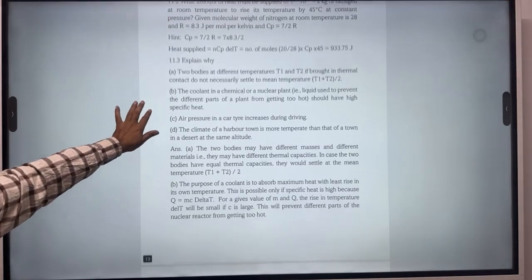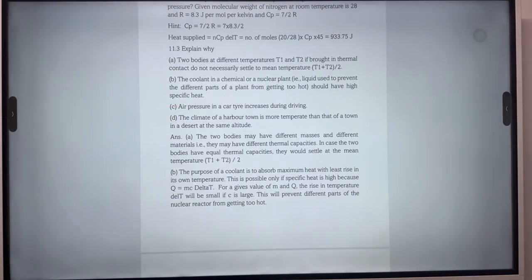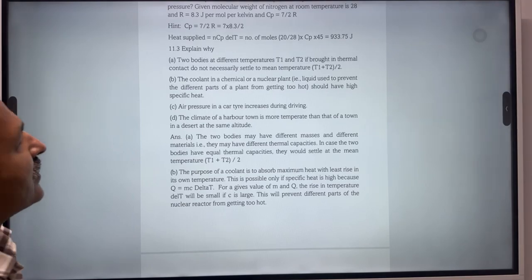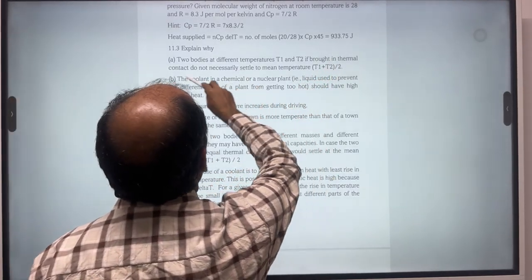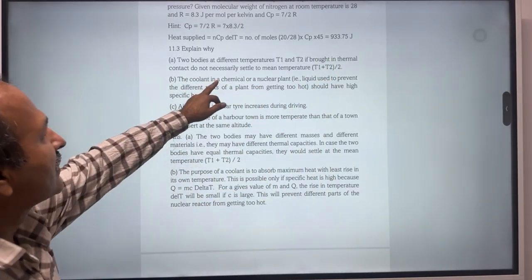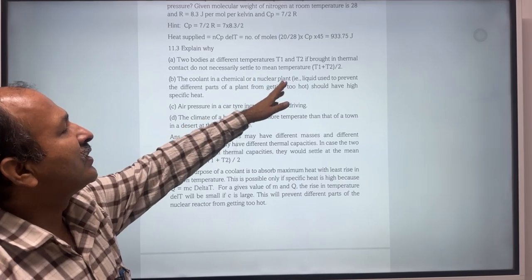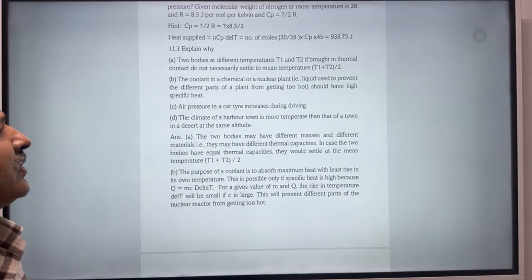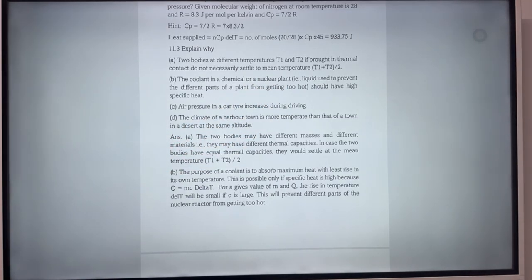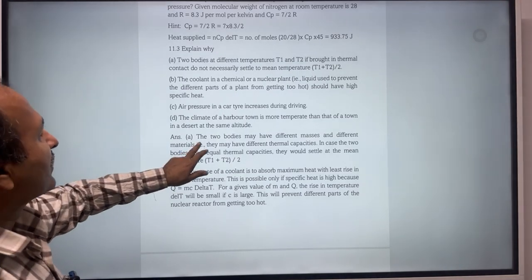Explain why two bodies at different temperatures, say T1 and T2, if brought in thermal contact, do not necessarily settle to mean temperature T1 plus T2 divided by 2. It is obvious. If they have same heat capacities and same specific heats, in that case it is possible. Here they may differ in thermal capacities, correct? So here you can see the answer.